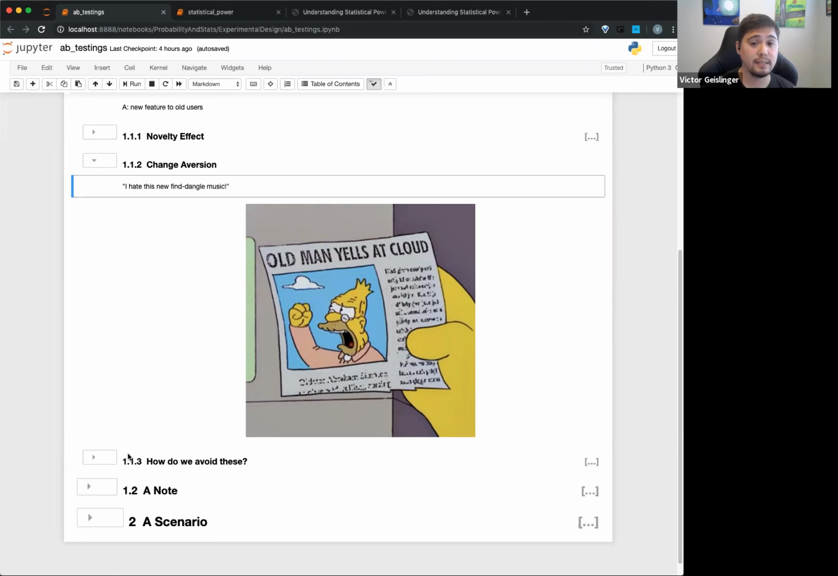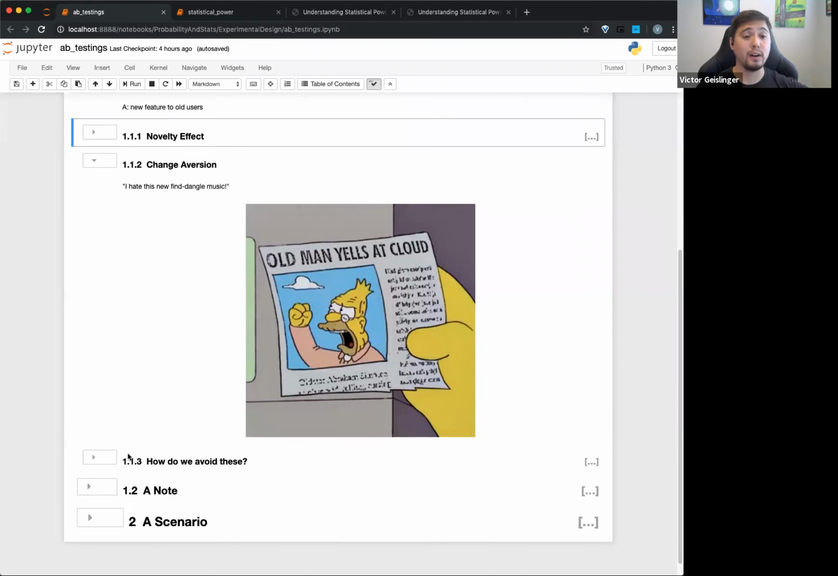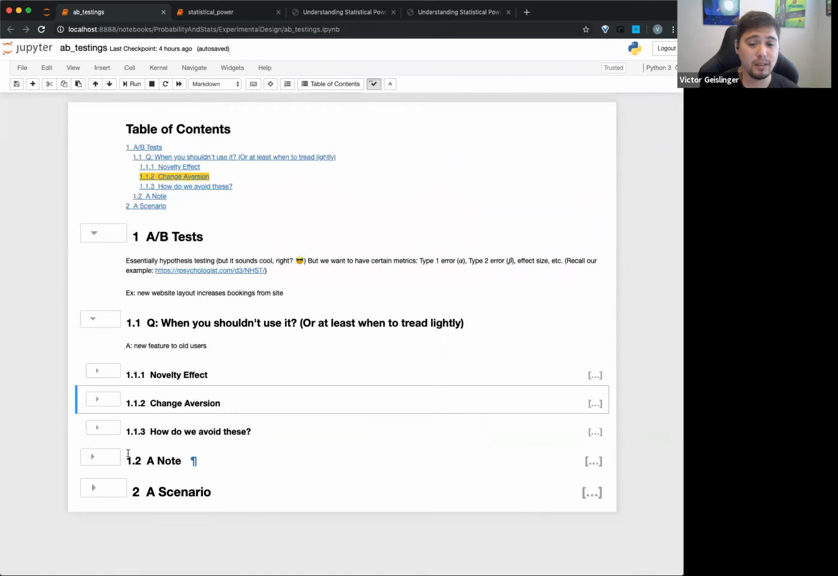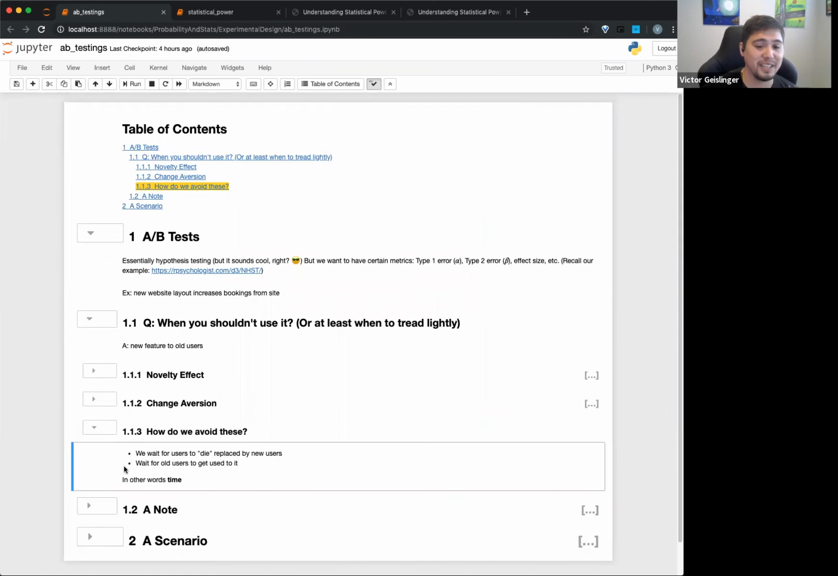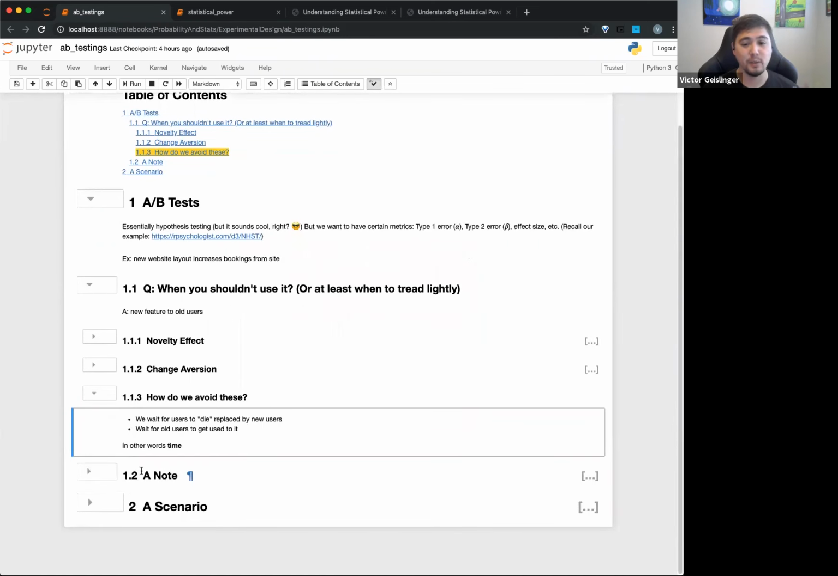So this is the thing, you want to avoid these parts where either it's new and exciting or people are stuck in their ways. So how do you avoid this? The simple answer is you just give it more time. Essentially, I like to say you wait for users to die and be replaced by new users. So for example, if you make a sudden change, most of your users have already been there, but over time, as you gain more new users, they'll be replaced by people who have already been well established in there.